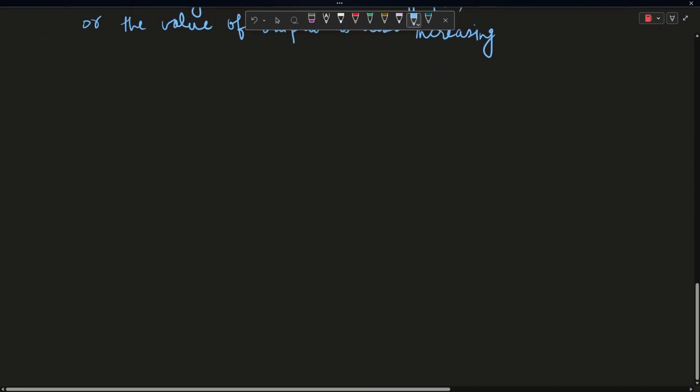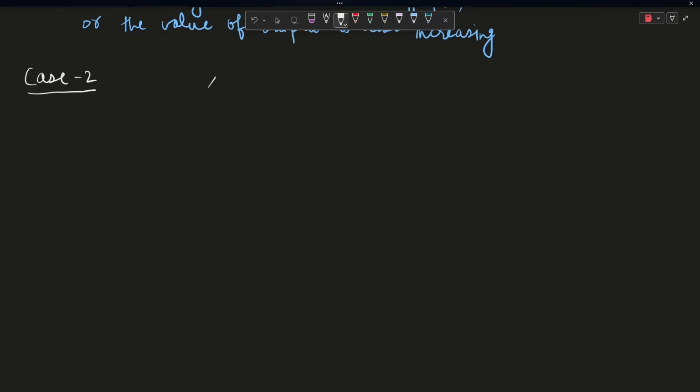Now taking the second case, I think you might have got that, case 2, when the value of a is less than 1 but greater than 0. In that case, the value could be anything like 1 by 2, 1 by 3, 1 by 4, and so on, right?